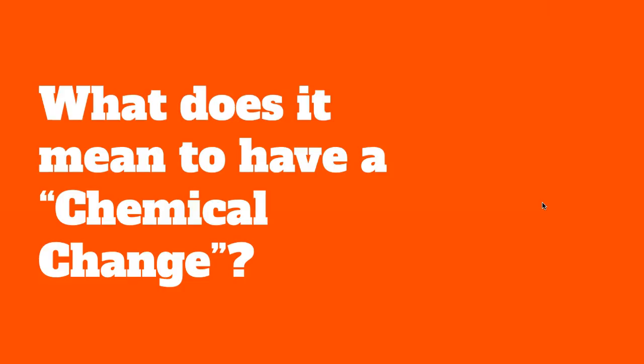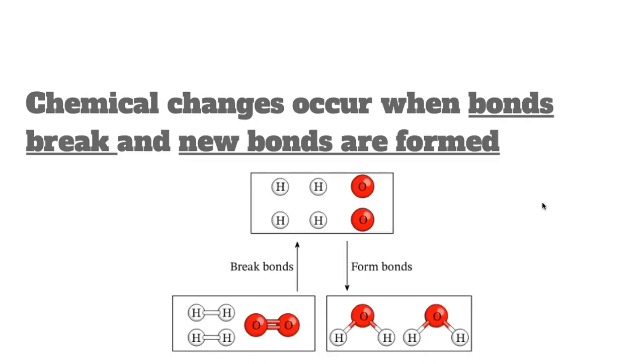So what does it mean to have a chemical change, right? Chemical changes occur when bonds break and new bonds form. So that's what a reaction really is. Atoms disconnecting from old partners and reconnecting in new ways. The diagram here shows that you can start with certain molecules, break their bonds, and end with new molecules that have different structures and properties. And on the other end, we can also form bonds.